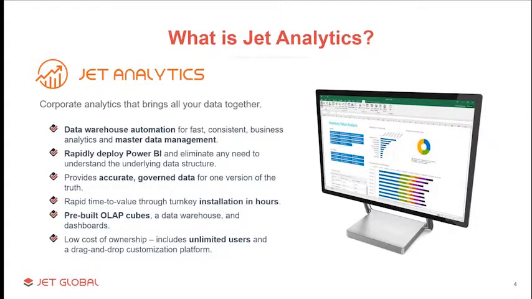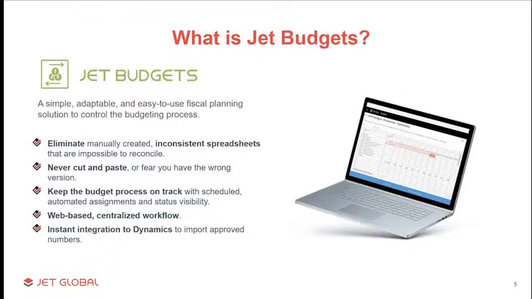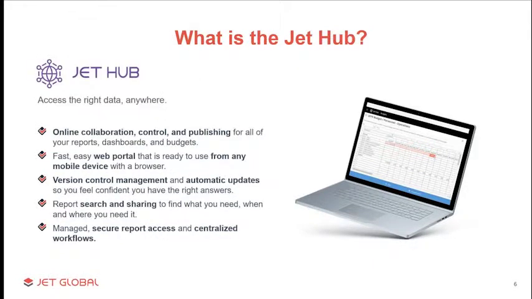Today, what we're going to explore is Jet Analytics, which is our full data warehouse and cube solution. It's a real true business intelligence solution, and it helps manage the actual business intelligence process behind the scenes as well. So we'll discuss that as we go through. We also have Jet Budgets, which we're going to cover in part 3 of this series. And then the Jet Hub is kind of the glue that holds all of these solutions together. So we'll take a peek at the hub again in part 2 today.